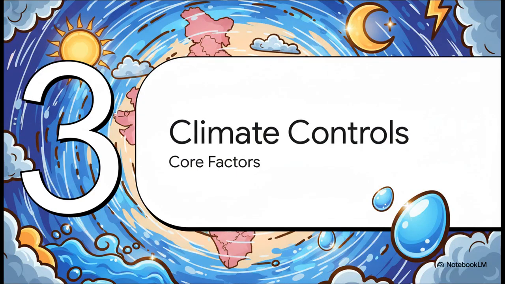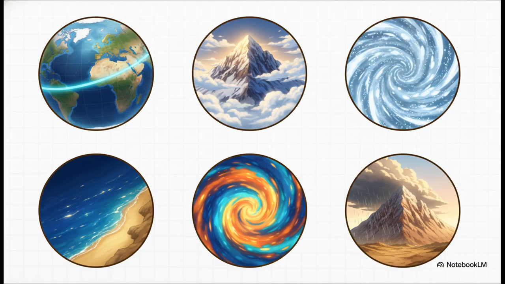Next up, Section 3, Core Climate Control Factors. So what's actually causing all these massive variations? We need to zoom out for a second and look at the macro level. There are 6 universal rules, or controls, that dictate the climate of literally any place on Earth. First is latitude. The closer you are to the equator, the hotter it is. Second is altitude. The higher you go, like up a mountain, the colder it gets.